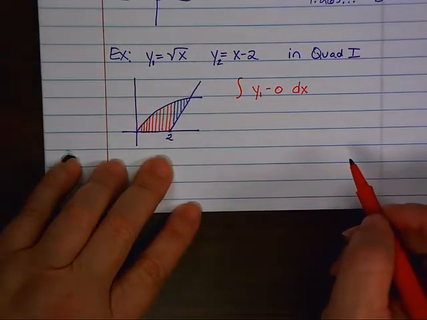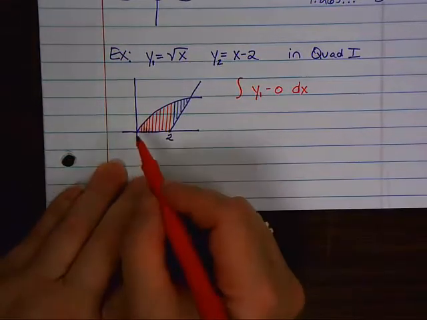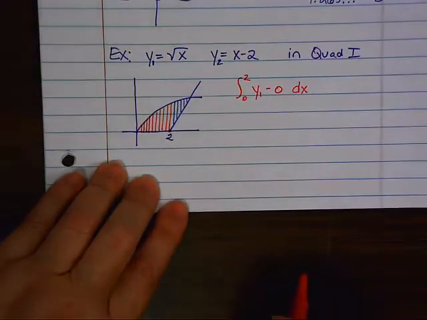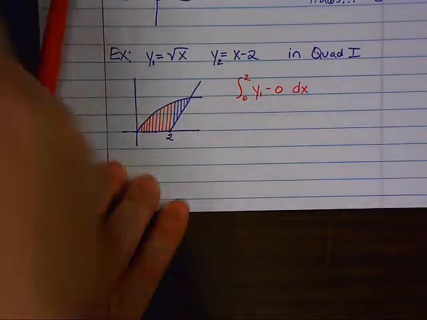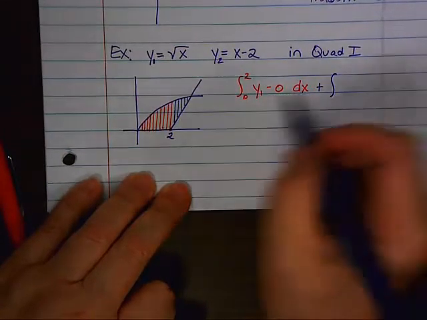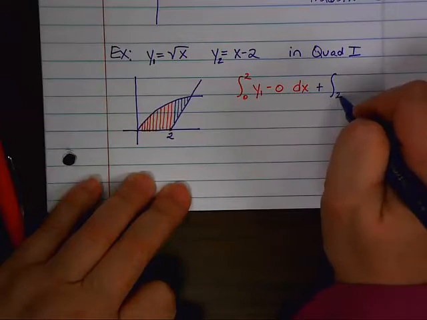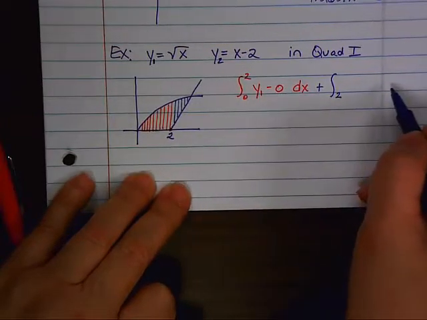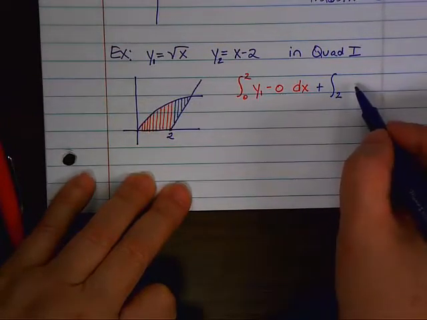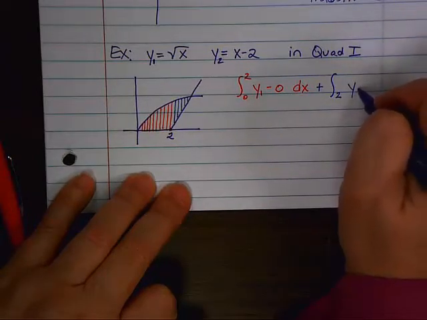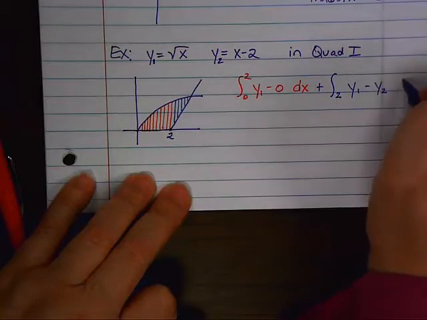What are my limits of integration? Where do my x's go from? 0 to 2. Does that make sense to everybody? Okay. Then to that, I'm going to add the integral from 2 to, I'm not sure where yet. I'm going to need to find that point in a second, but let's go ahead and write the rest of the integral down. What is the top curve in the blue area? Y, which one? 1 minus y2 dx.